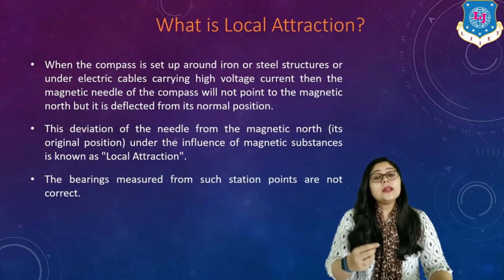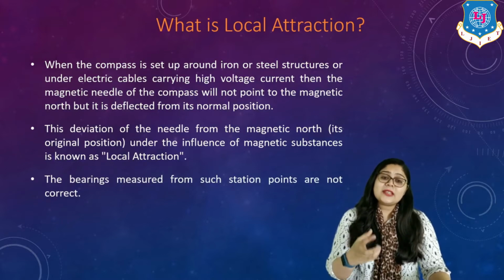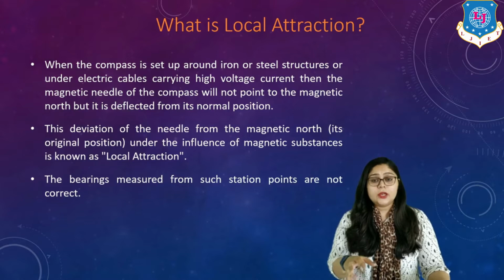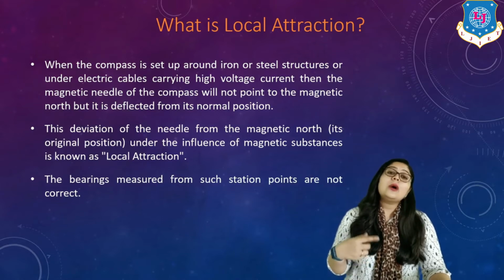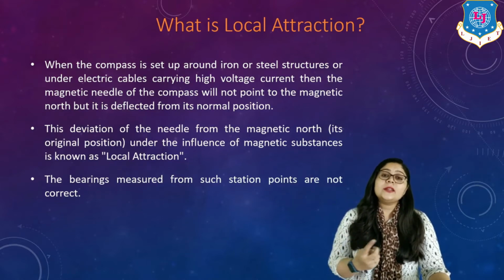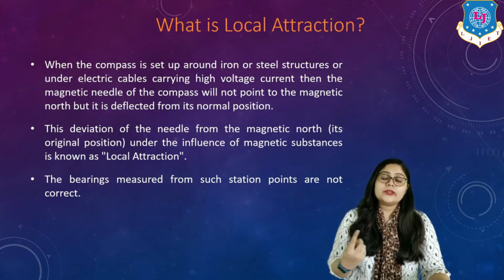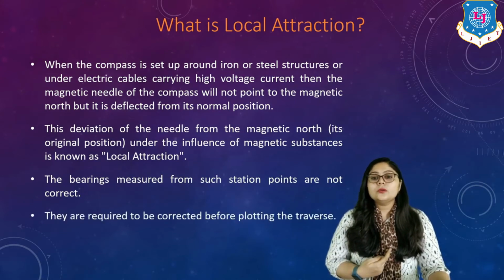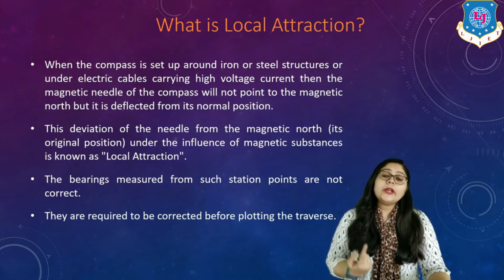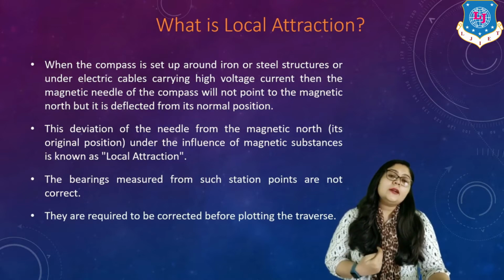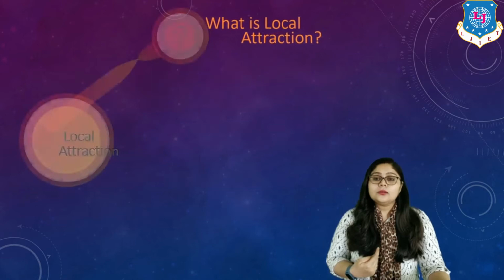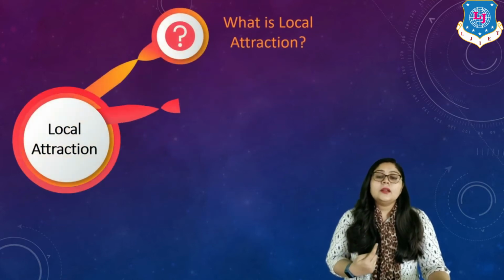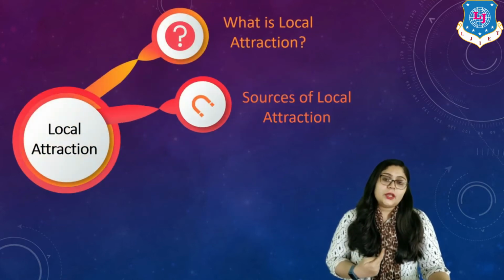Now, the bearings measured from such station points are not correct. For that, we have to identify the reasons why local attraction is present, how we can detect it, and how we can remove it. So, it is required to be corrected before plotting the traverse. Now, let's understand the sources of local attraction.